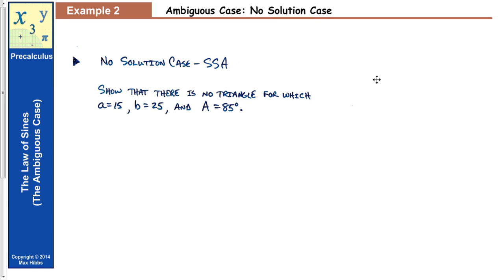Now, in this case, stop and look at this information. It's just something to consider. Angle A is 85 degrees. Side A is 15 units. Now side B is 25 units. And so angle B has to be bigger than angle A. And so to be bigger than angle A, it's certainly got to be an obtuse angle, doesn't it? In fact, maybe pretty big obtuse.